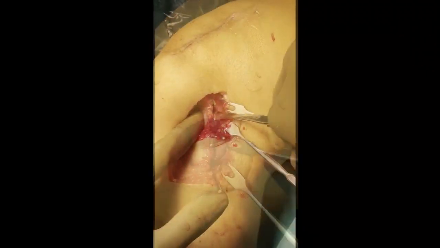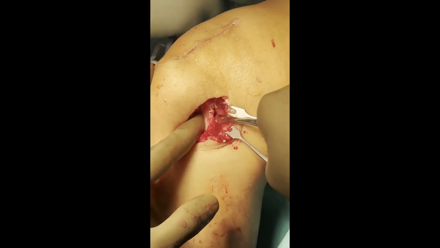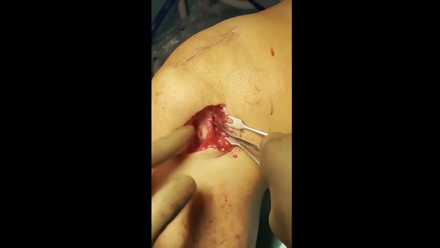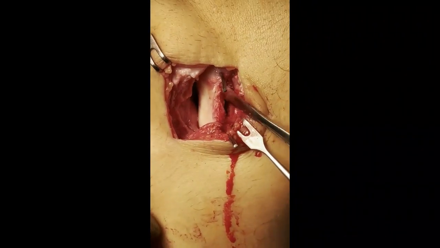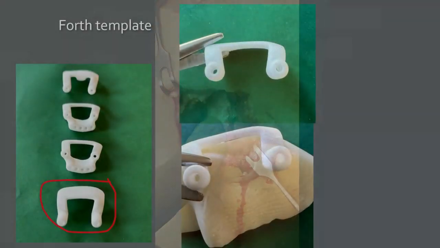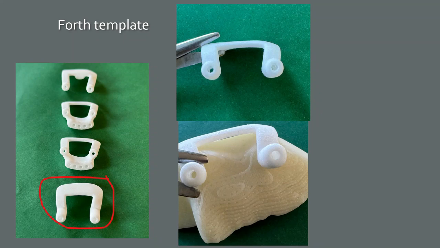Then the osteochondral flap is mobilized with the blunt elevator, using the surgeon's finger for cartilage assurance. Next, the fourth template is inserted onto the guide K-wires. It limits the elevation of the LFC depression, preventing the fracture of the osteochondral flap.